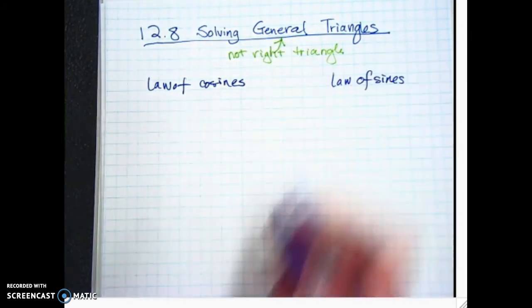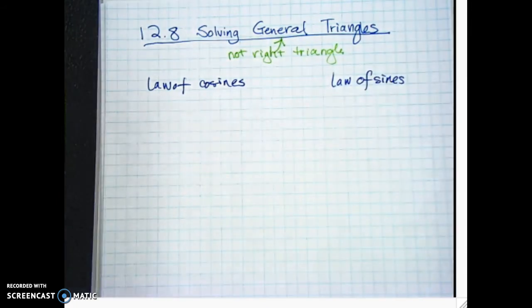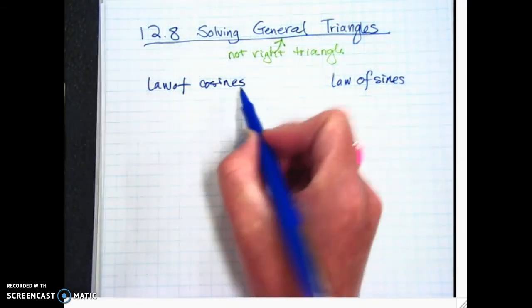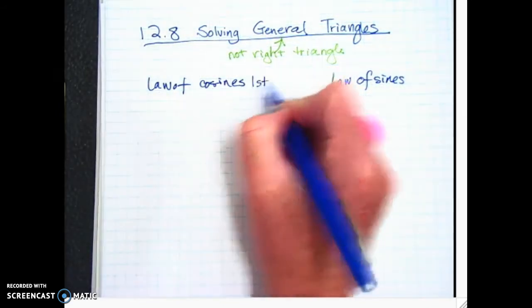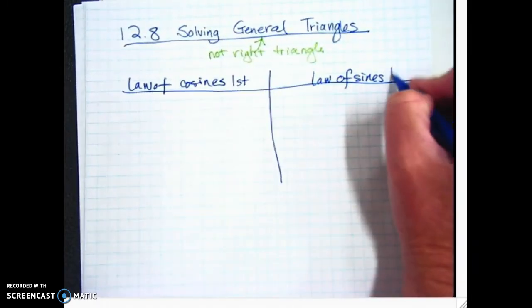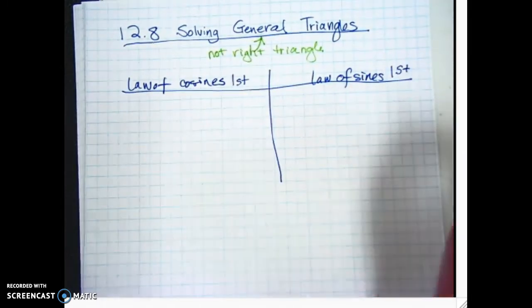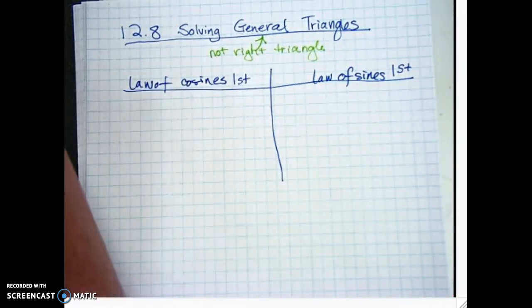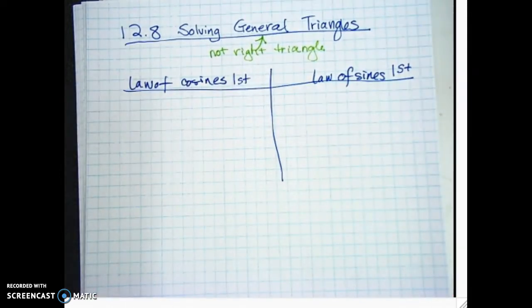So today we're going to talk about what kind of triangle or what information they're giving you on the triangle and when you'll use each of these first. So if you're going to use law of cosines first, it's going to be a certain kind of triangle. And when you use law of sines first, it's going to be another kind of triangle.